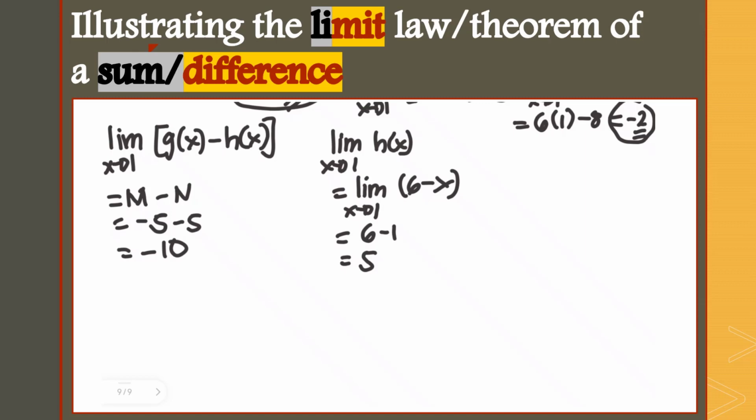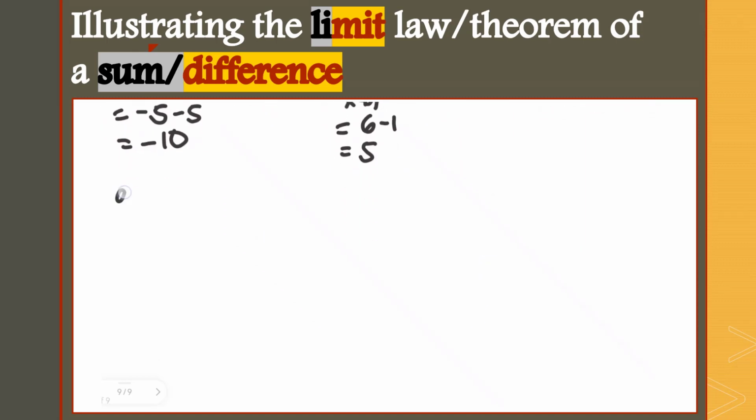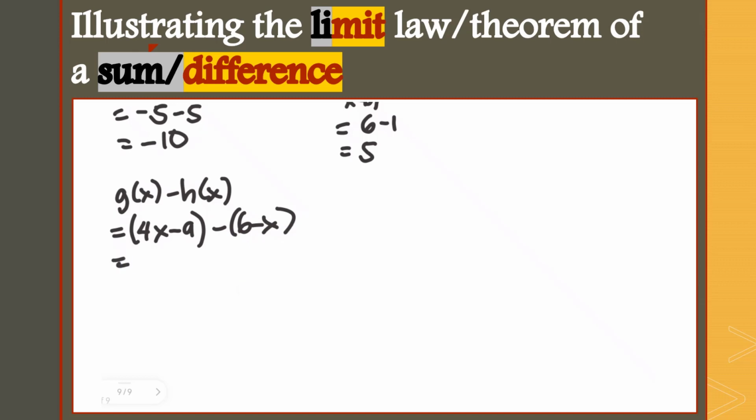Okay, but if we are going to illustrate that further by really getting the entire value of this, you will have g of x minus h of x is equal to, that's 4x minus 9 minus 6 minus x. Okay, those are the equivalent functions. 4x minus 9, don't forget that as you remove the grouping symbol, distribute that, minus 6, that's plus x. You will have here 5x minus 15. That's the difference of g and h.